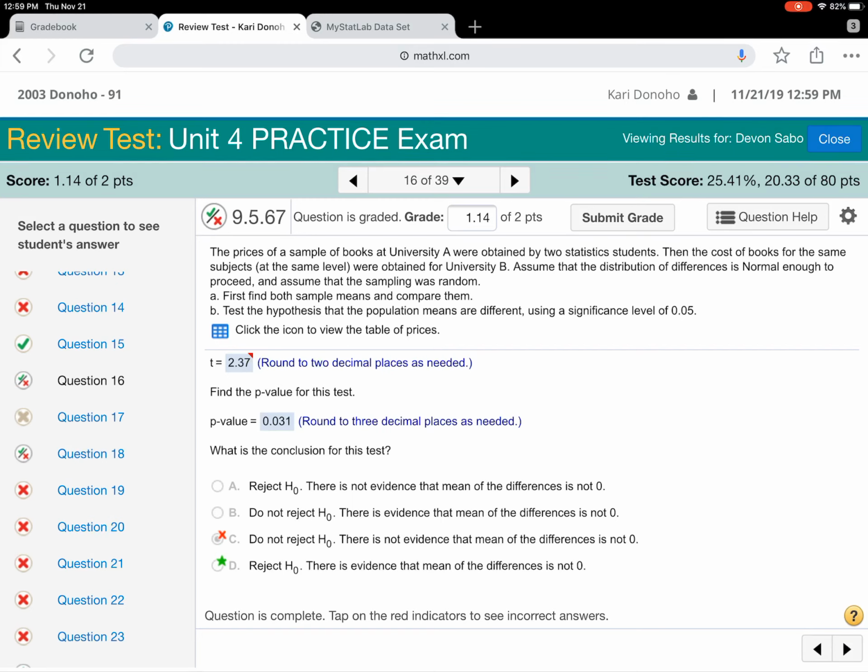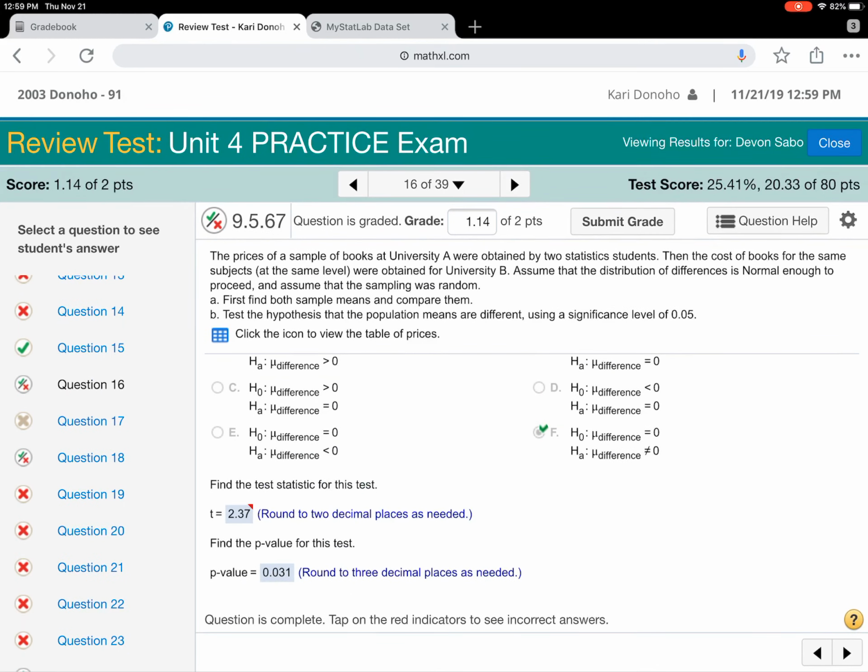So it looks like here we have a p-value that is still less than 0.05. When it's less than 0.05, we reject the null and we say that there's evidence to go with the alternate. So there's evidence here that the mean difference is not 0, because that's what you had chosen as your alternate. You had chosen not equal to 0.